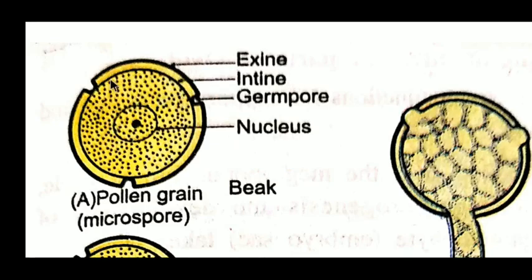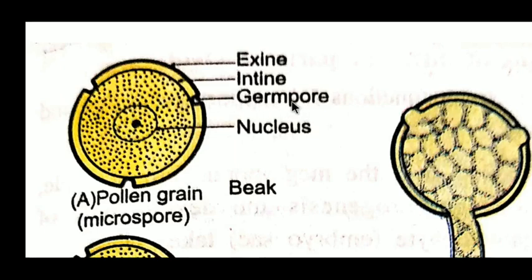The innermost layer is called intine, which is smooth and which binds together all the cytoplasm and nucleus inside the cell. The pollen grain has pores, and those pores are called germ pores.